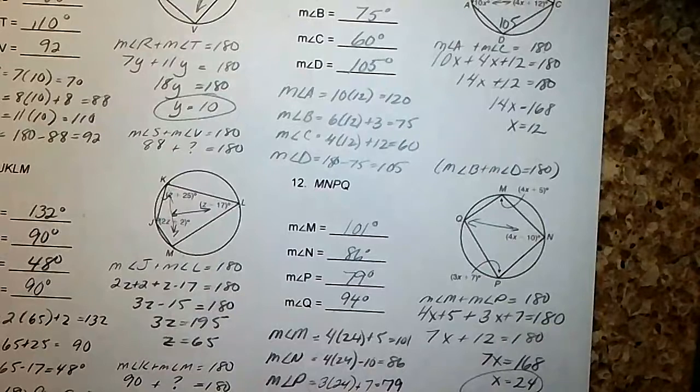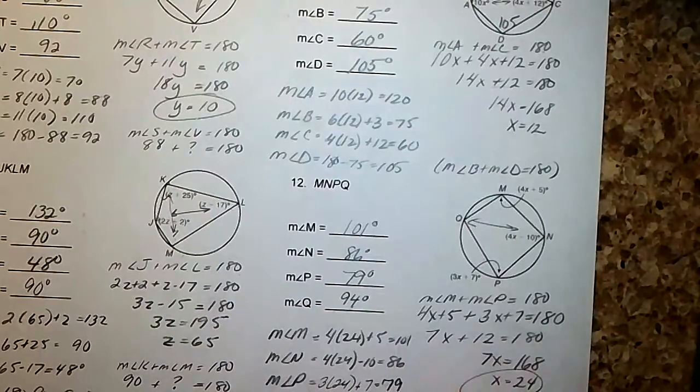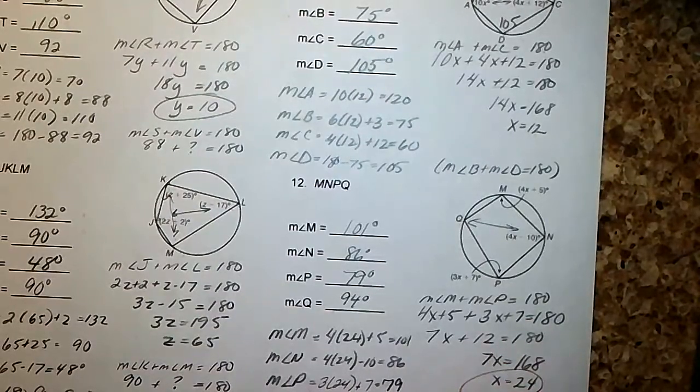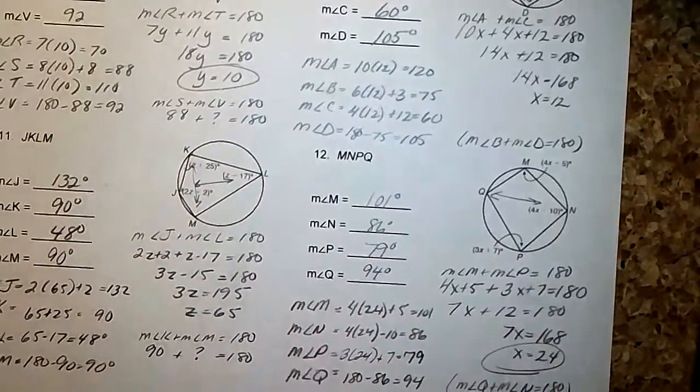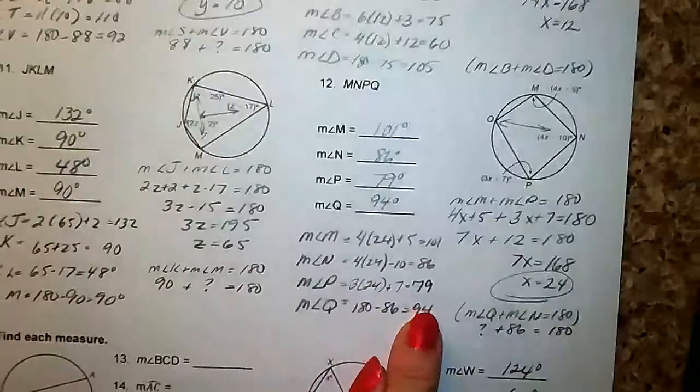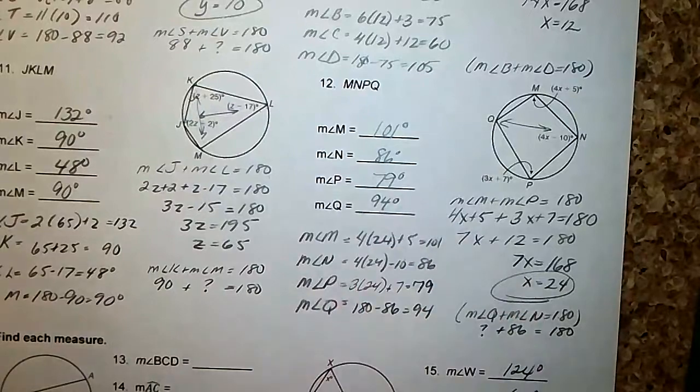Q and N add to 180. So to find Q, I have to subtract there the 180 minus the 86 to get that 94 there. Okay, to get that 94 right there, just subtract. And then we find all those angles.